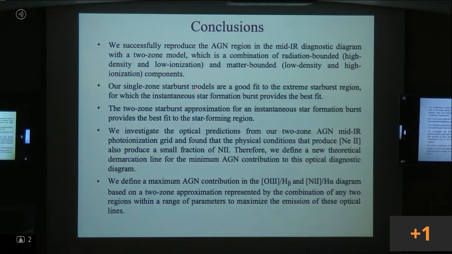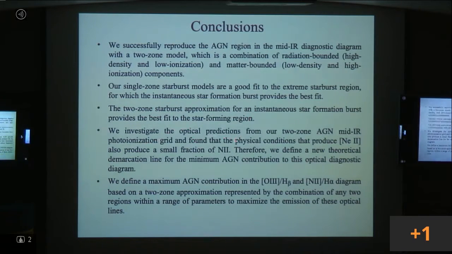Our single-model sun starburst models are a good fit to the extreme starburst region, but fail to reproduce the typical H2 region in the bottom region of the mid-infrared diagram. Then we found that a two-zone starburst approximation is the better approximation.